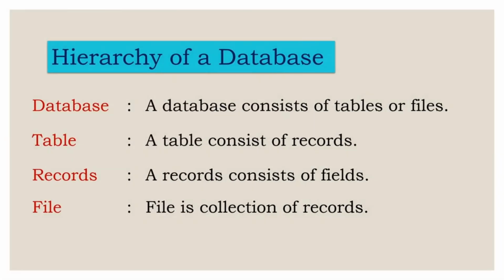Hierarchy of a database. Database. A database consists of tables or files. A table consists of records. Records consist of fields. File is a collection of records.